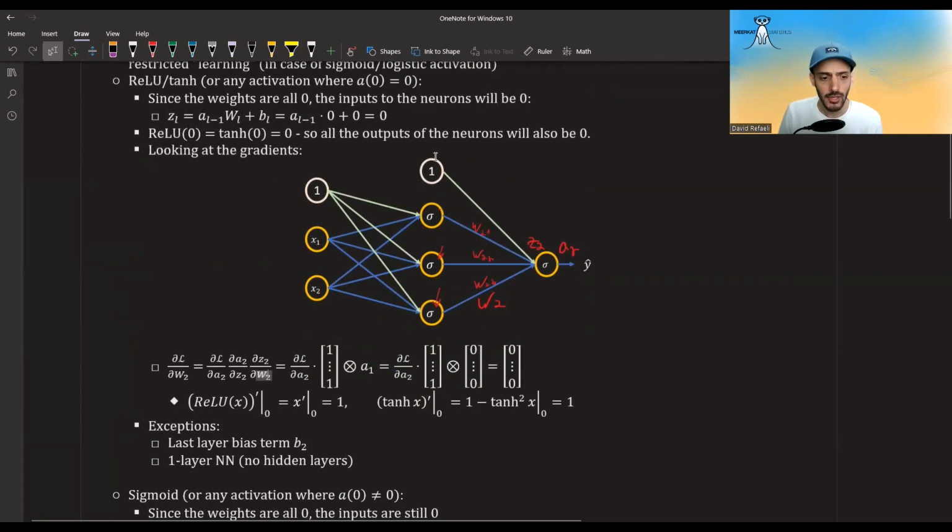Okay, there are two small exceptions. The last layer bias term will still be able to learn, because when we take the derivative with regards to it, it will be just 1, or if there are multiple outputs, it will be a vector of 1s, so there will be some learning happening there. And also, if we only have a one layer neural network without a hidden layer, then the derivative with regards to the weights won't be the activations, it will be the inputs themselves, the x's, and they won't be zeros. So here there will also be some learning.